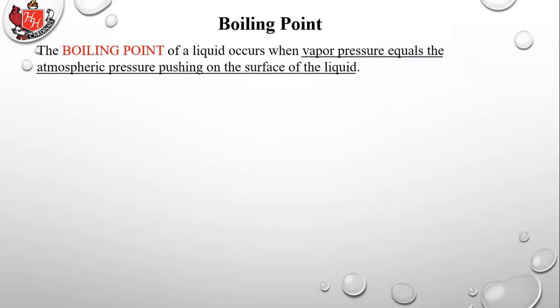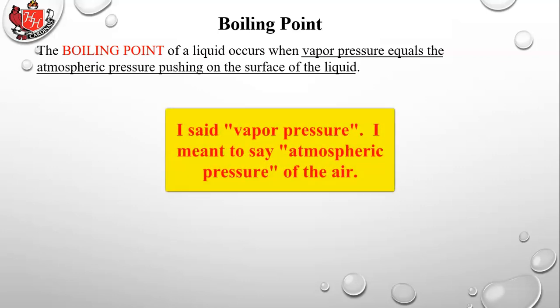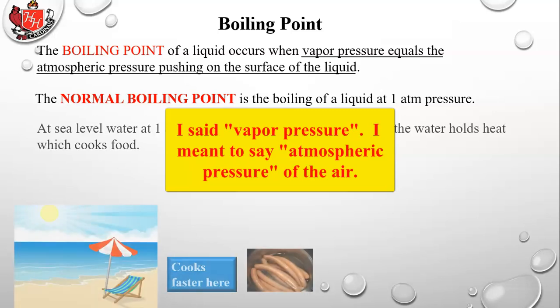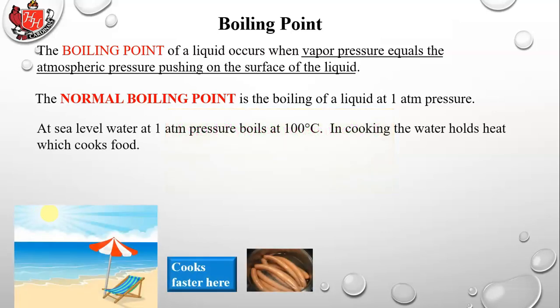The boiling point of a liquid occurs when vapor pressure equals atmospheric pressure pushing on the surface of the liquid. So you have atmosphere pushing down on the top of a pan of water. The water wants to push up, or some of those water molecules want to escape. So when the energy in the water molecules in the pan is enough to allow them to overcome the pressure pushing down, then the water will start to boil. The normal boiling point is the boiling of a liquid at 1 atmosphere. That's at sea level. So at sea level, water at 1 atmosphere pressure boils at 100 degrees centigrade.